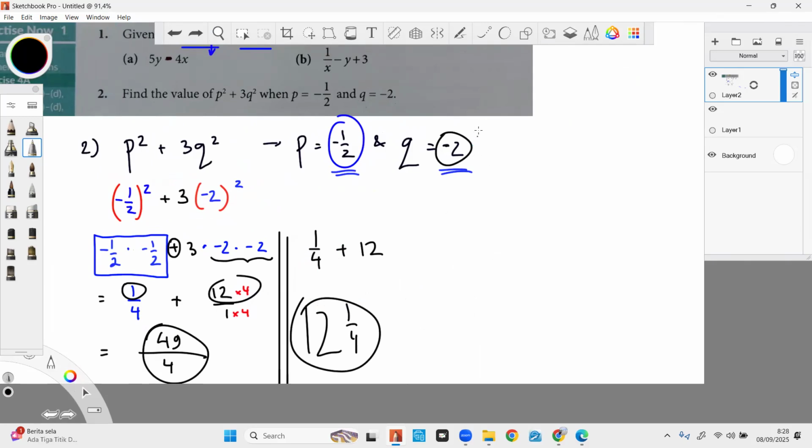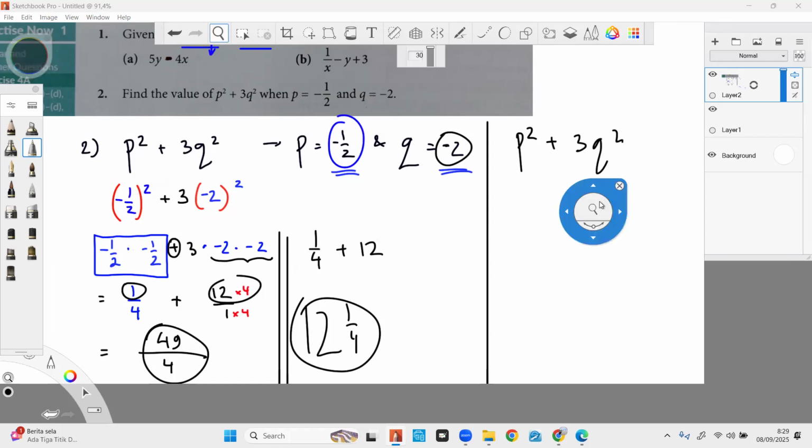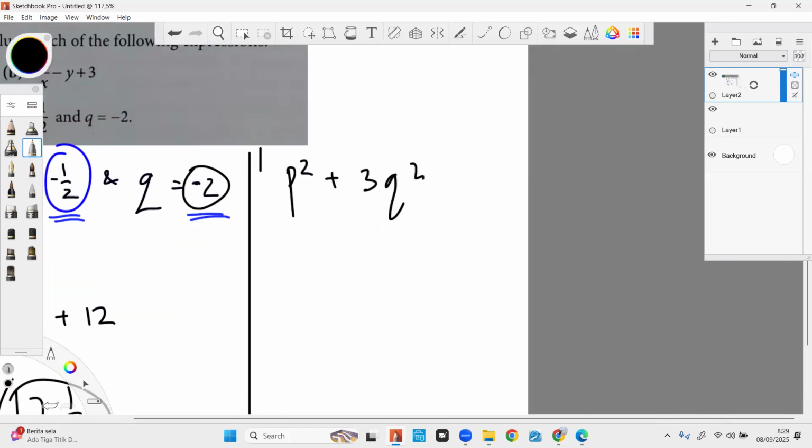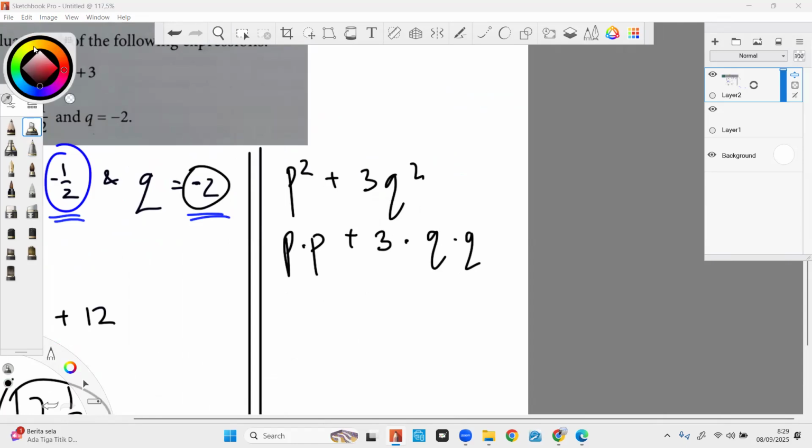Same, p squared plus 3q squared. Now, I don't put the number yet, but I try to simplify the expressions. So this is type B. What is p squared? P times p. What is q squared? 3 times q times q. All good? So this is the other way you can do this as well.